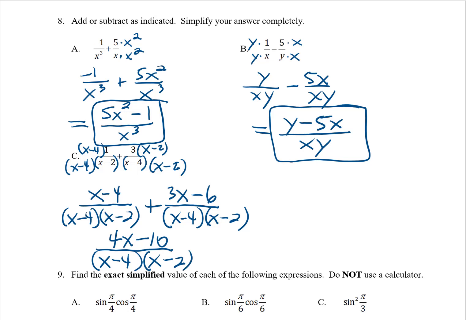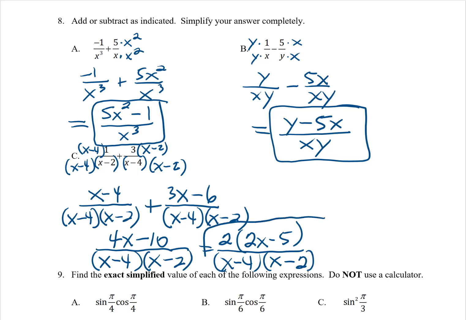Can I simplify this? Only if that top part factors. Now I do see there is a common factor of 2 that I can pull out to the front. That would leave me with 2x minus 5. Unfortunately though, I don't have any 2x minus 5s down here on the bottom or any just plain factors of 2, which means I cannot go any further. This would be the final simplified answer.